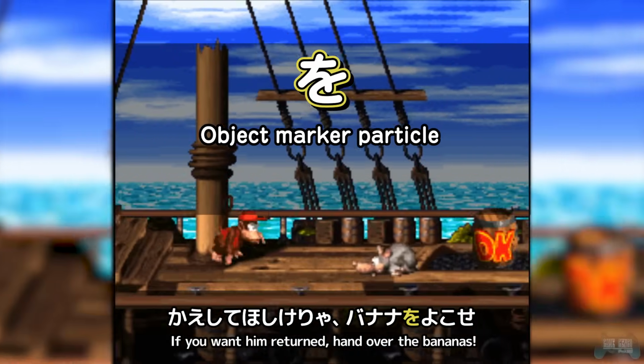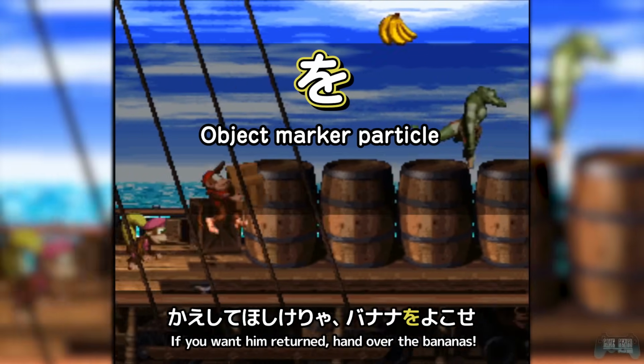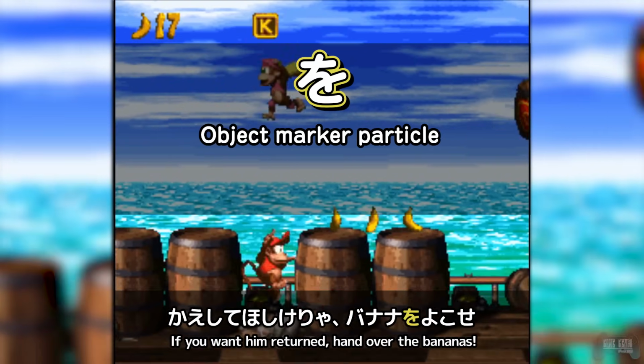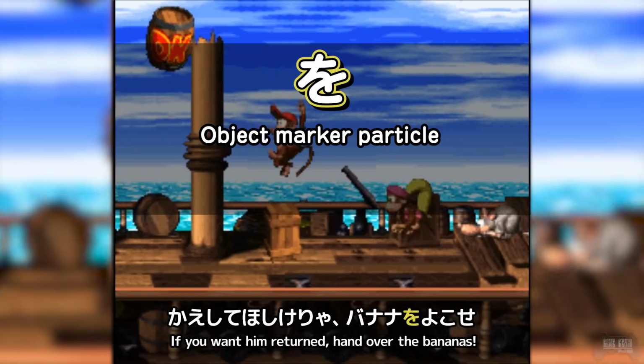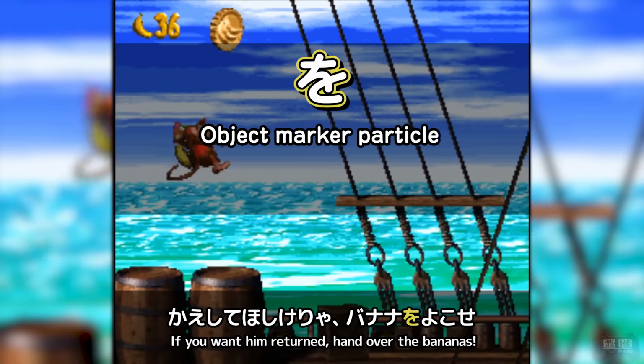O, the object marker, pronounced as o, but actually written as wo. The most simple and easiest way of explaining this is to think of the object in a sentence as something that is the target of the verb in that sentence.